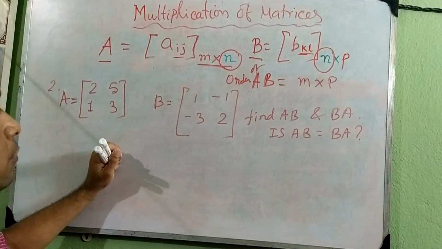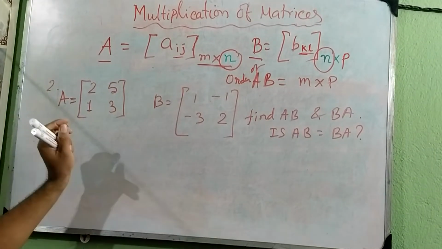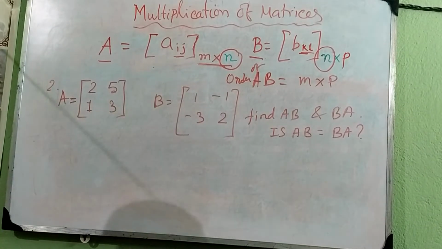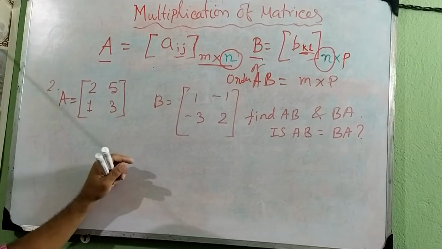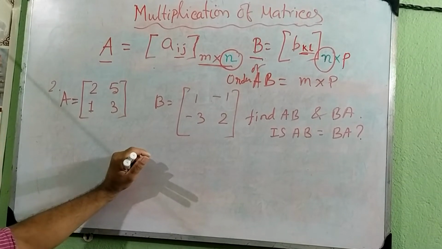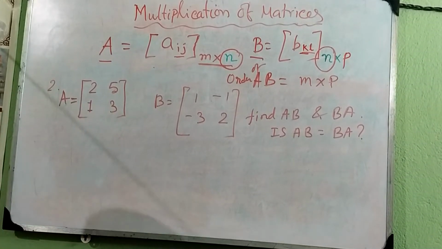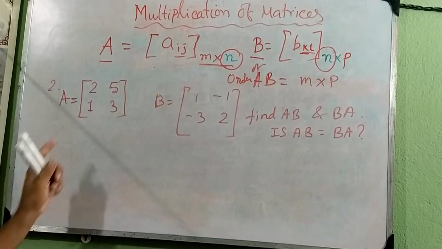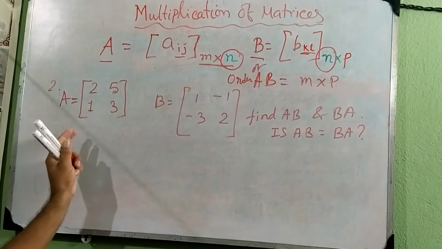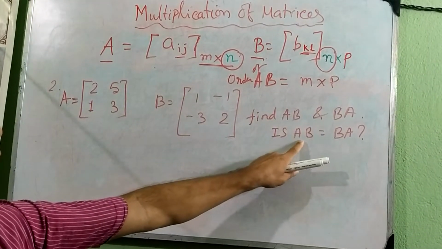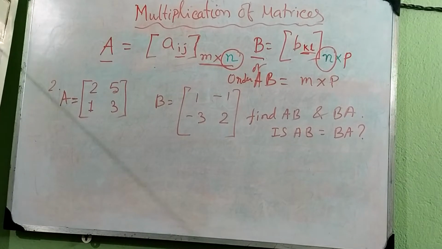In the first part of this video I discussed how to multiply a constant with a matrix, and secondly I taught you how to find the product of two matrices. Now we will discuss how to take the product of these two, and whether AB equals BA is possible. We will discuss it.